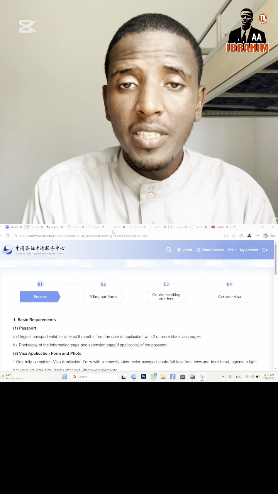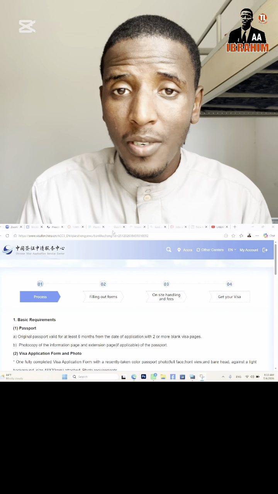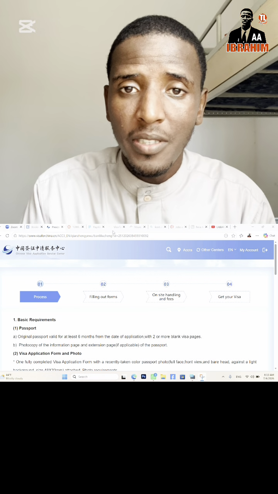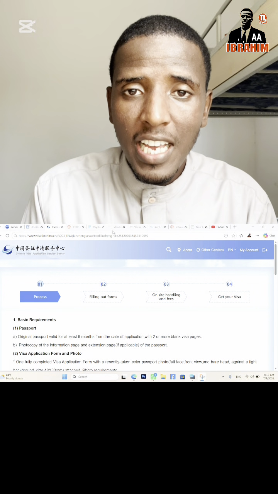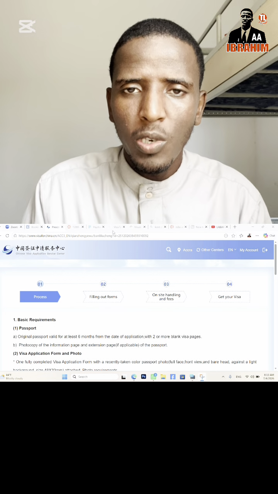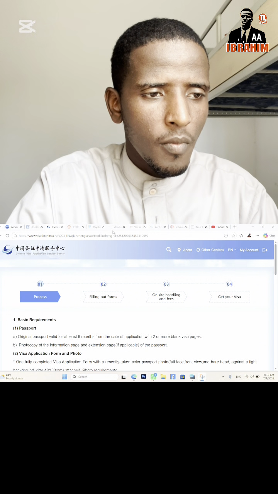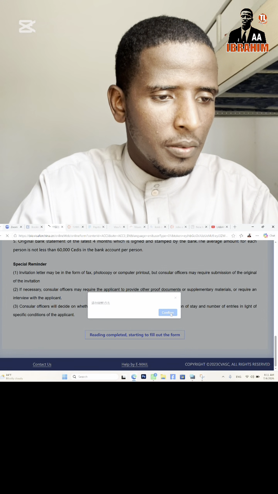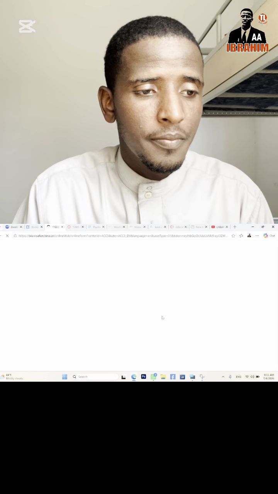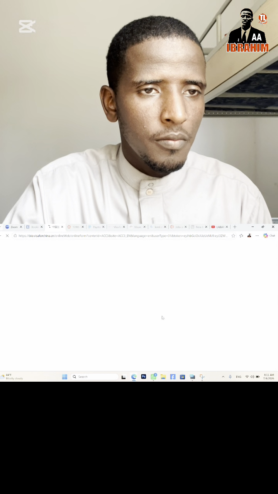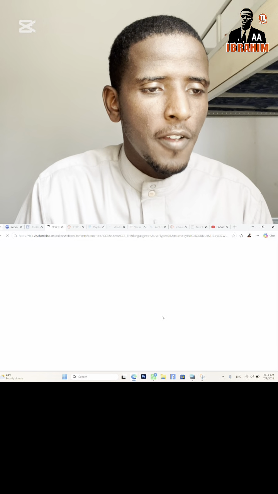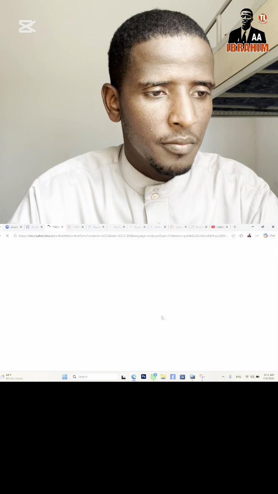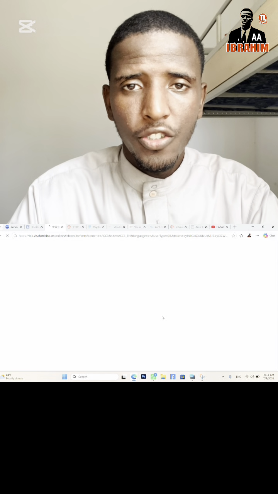So now we are okay with the L visa. We know the basic documents for the L visa, and we also know the basic documents for the M visa, which is the business. So now let's proceed and see the application, even though we are not going to do the application, but let's check. Start application. Confirm. It's loading.